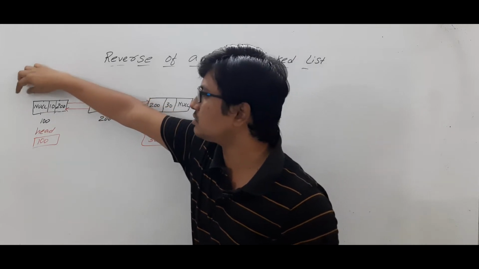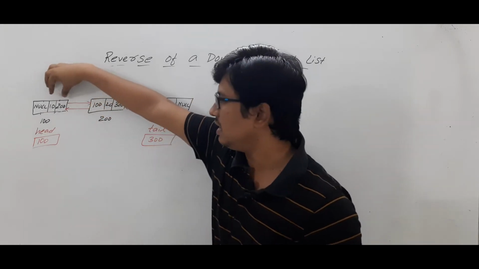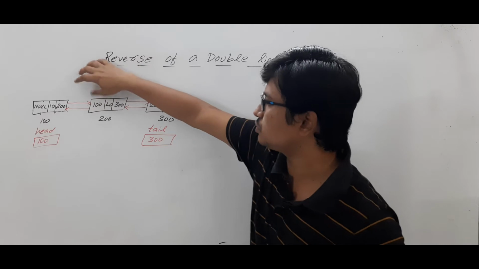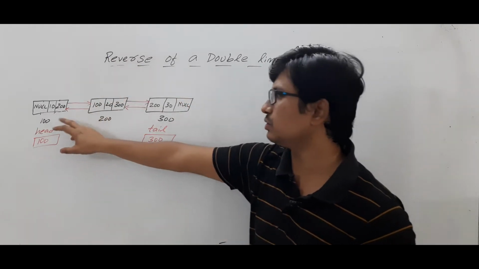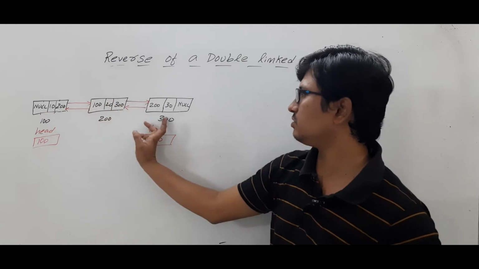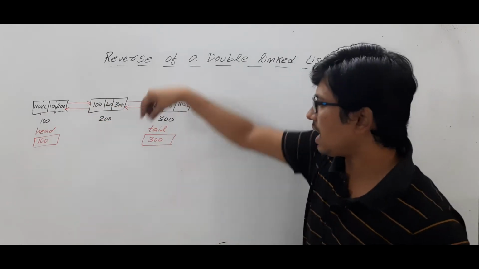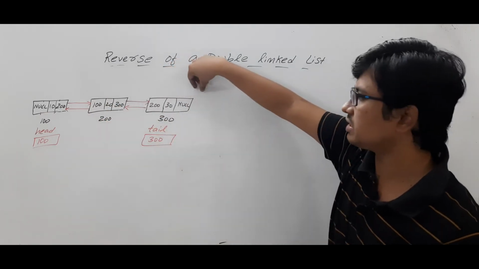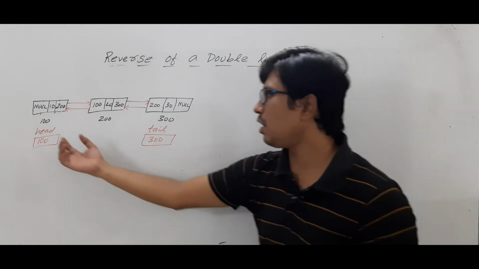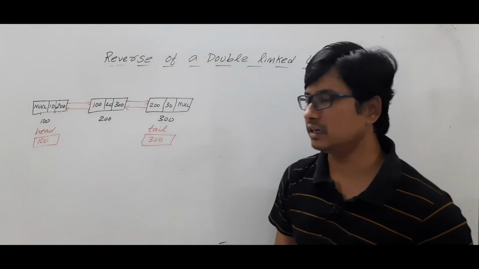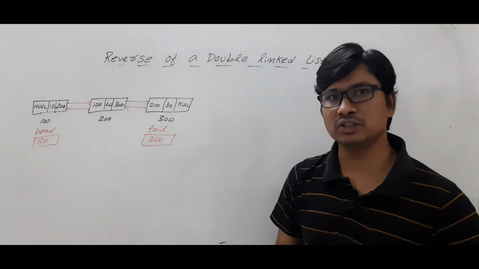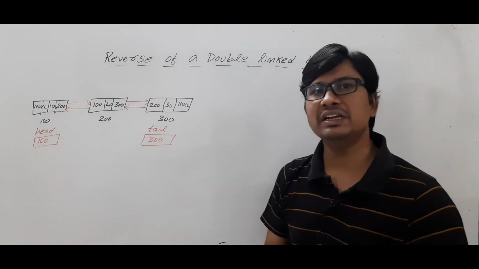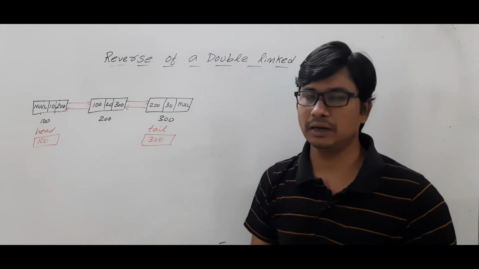So that's why address of the previous node consists of null and address of the next node which is 200, which is stored here. Similarly, address of the previous node which is 100 is stored here, address of the next node 300 is stored here, and as it is the last node, address of the next node will be null. We have two pointers called head and tail which store the address of the first node and the address of the last node respectively. Now we will discuss reverse of the double linked list.